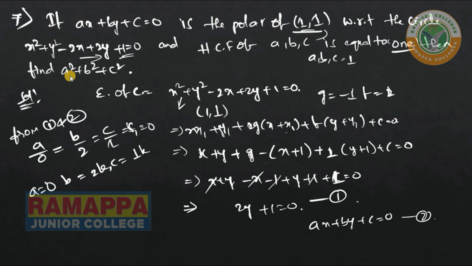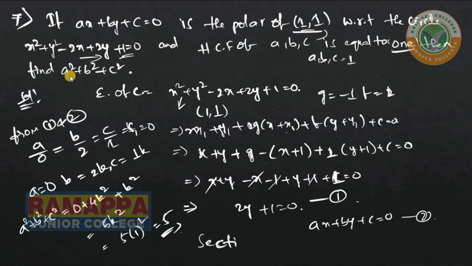He is asking us to find a square plus b square plus c square, so a square plus b square plus c square is equal to 0 plus 4k square plus k square, so it will become 5k square in total. So k is equal to 1, since HCF of a, b, c is given as 1, so we will substitute the k value in this one, and it will become 5 into 1 square is equal to 5. Answer is 5 here. So this is the end of section 2.